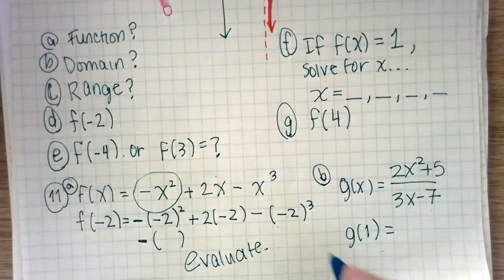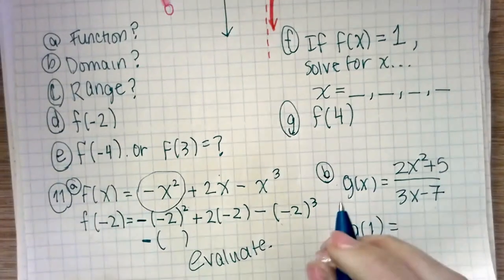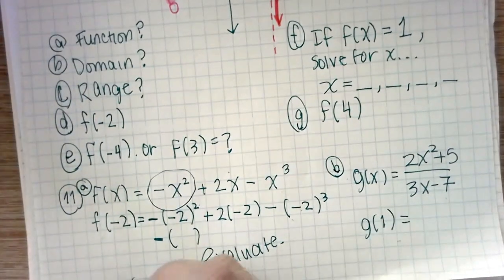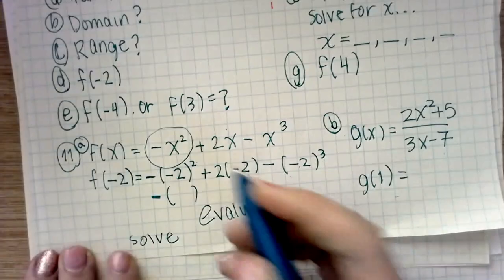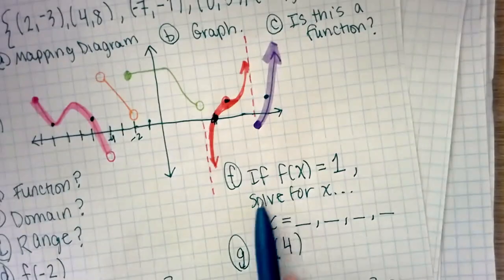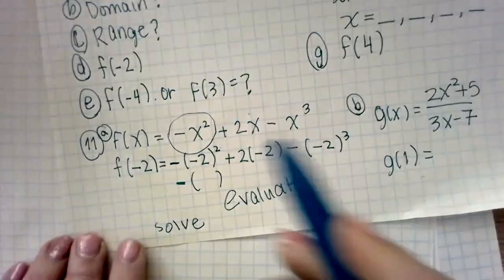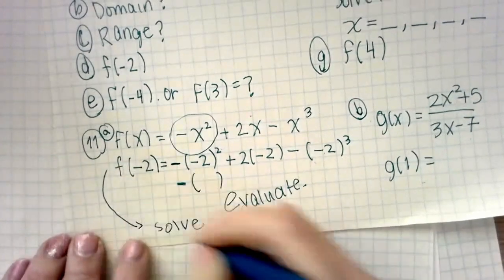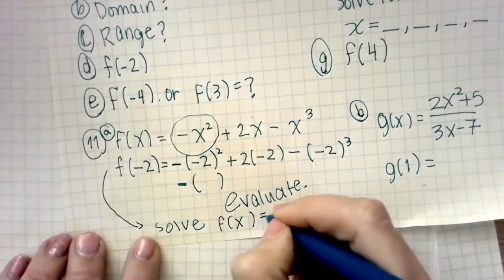So please reduce your answer at the end. And then last in this part might be not just evaluate, but solve. What do I mean by solve? The same thing that we did graphically up here, okay? So still from f of x, f of x equals something.